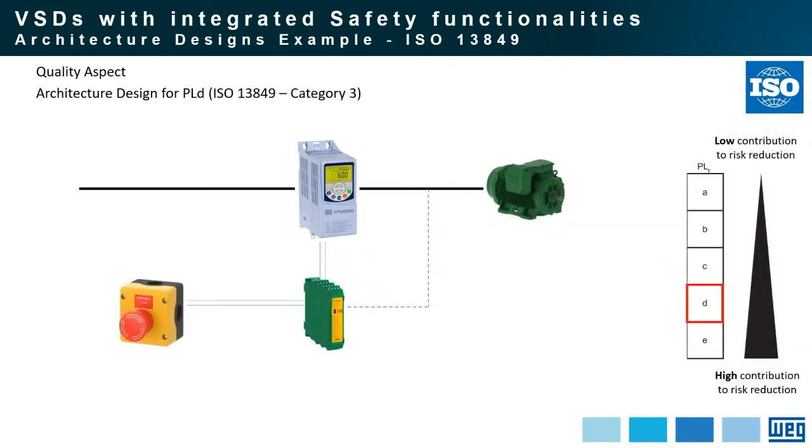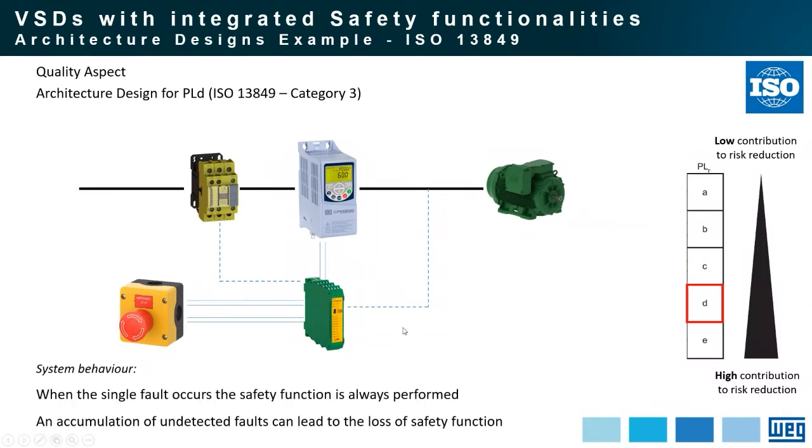Concerning performance level D, again, it is necessary to add additional safety devices. And here we will include a power contactor that will switch off the variable speed drive. And also we can see redundant cables here between the emergency push button and the safety relays. This system must have another behavior that says that when a single fault occurs, the safety function is always performed.